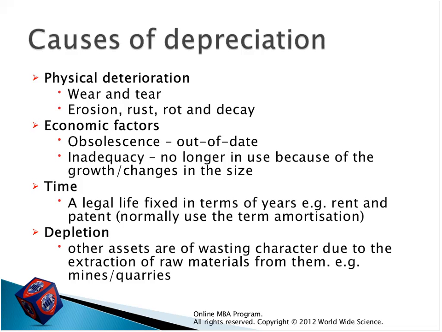The time as well: the legal life fixed in terms of years, like a rent or patent. This is about intangible assets like a rent or patent, which we have to buy each year or every 5 years, like this. As well, some depletion: other assets are of a wasting character due to the extraction of raw materials from them. So this is when we talk about the special, professional equipment used in factories.